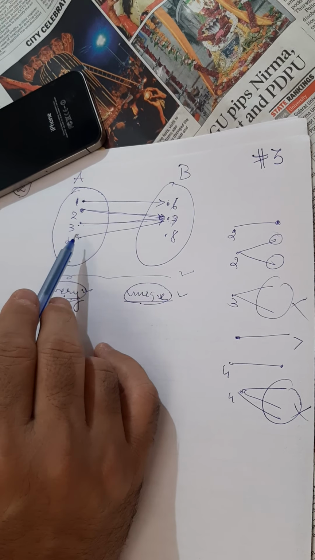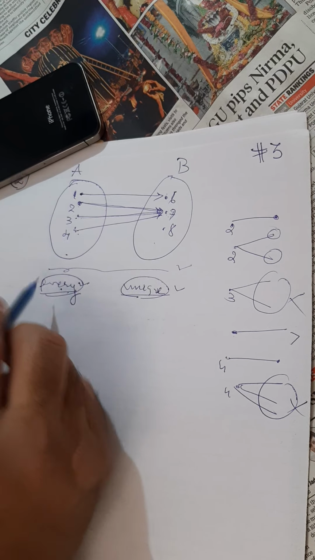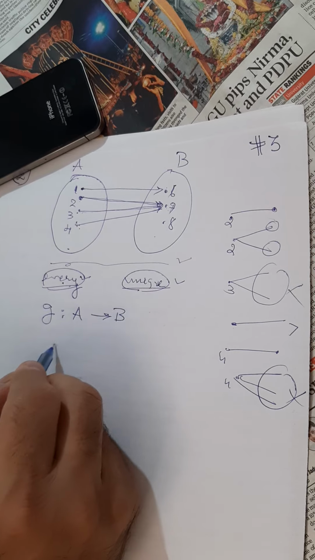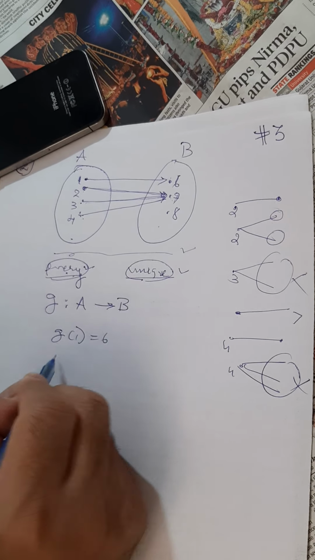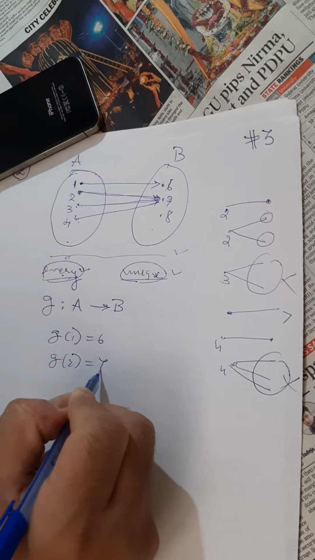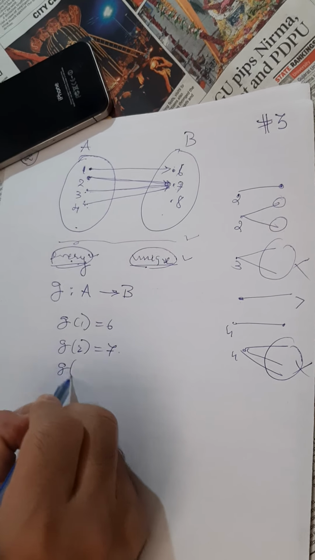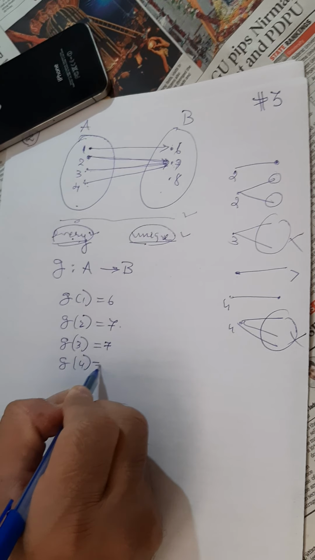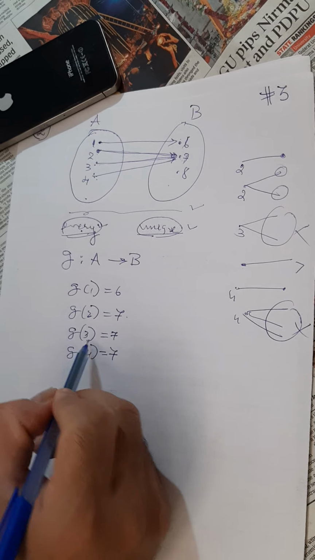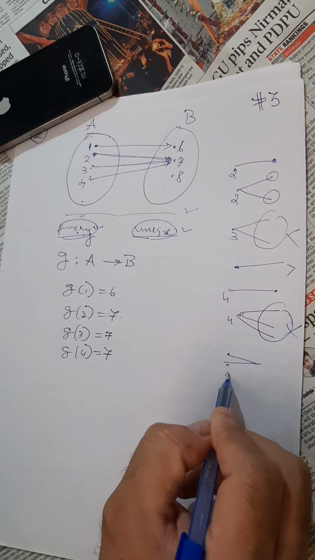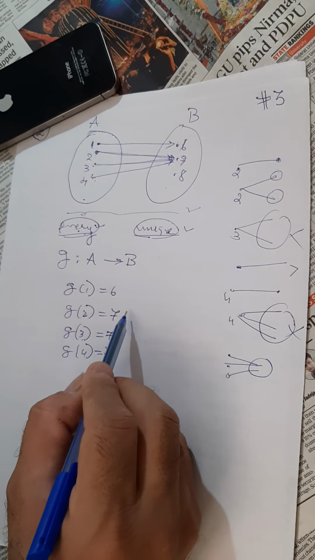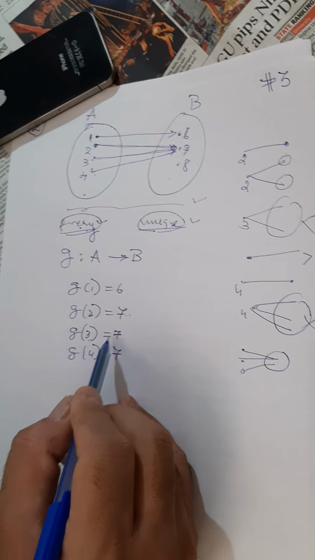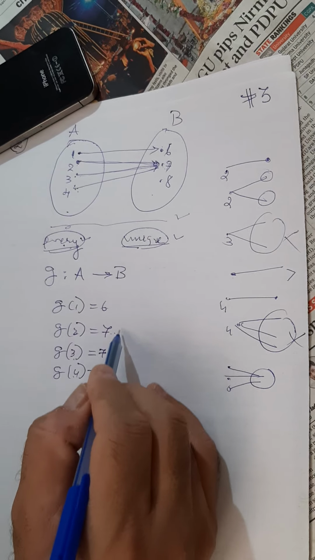So here, this is also a function. If I call this, for example, g, small g, it's a function from A to B. What is g of 1? That is 6. What is g of 2? 7. So the image of 2 is 7. What's the image of 3? Again 7. What's the image of 4? Again 7. So the image of 1 is 6, the image of 2 is 7, the image of 3 is again 7, and the image of 4 is 7. These 3 members have the same image.